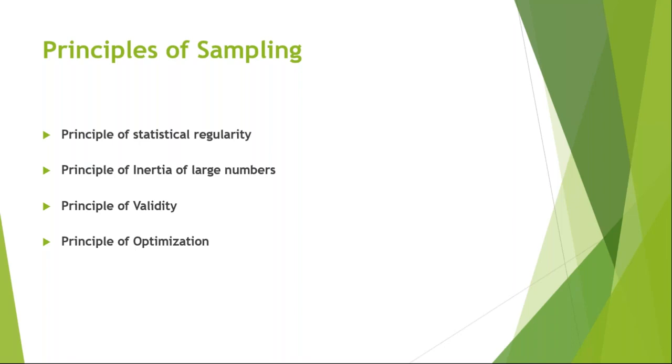We also looked at two methods you can use to gather information about the population. You can use the census method, when the population is finite, and the sampling method when the population is infinite. We looked at the merits and demerits of using both the census method and the sampling method. For the sampling method, there are four principles it must obey: the principle of statistical regularity, the principle of inertia of large numbers, the principle of validity, and the principle of optimization.